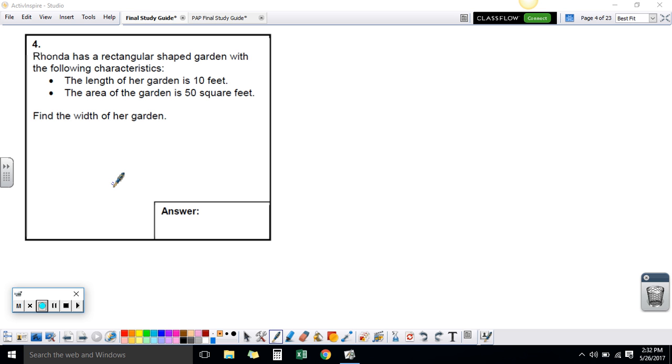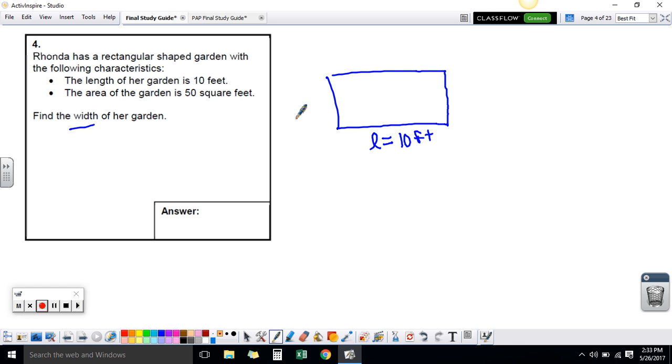Okay, number 4. Rhonda has a rectangular shaped garden with the following characteristics. The length of her garden is 10 feet. The area of her garden is 50 square feet. Find the width of her garden. Okay, so if it says that she's got a rectangular shaped garden, what should you do? You should probably draw the rectangular shaped garden if you don't see a picture. Okay, so it says the length of her garden is 10 feet. So I'm going to call this guy down here length, and I'm going to label him 10 feet. Okay. Then it says the area of the garden is 50 square feet.